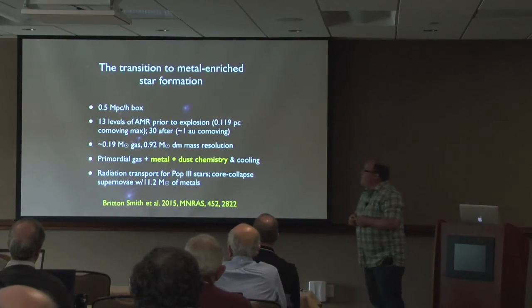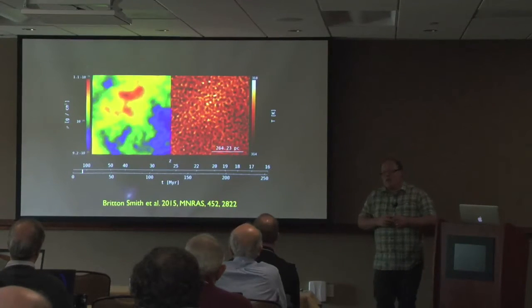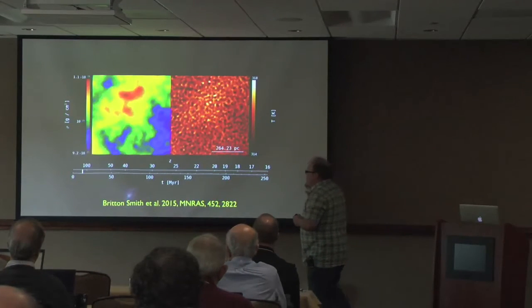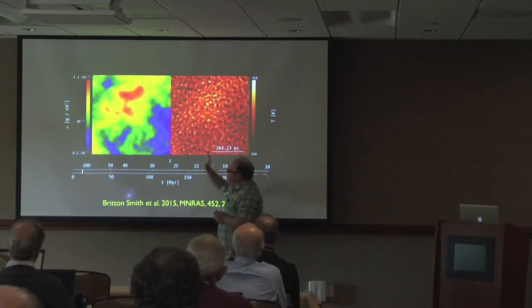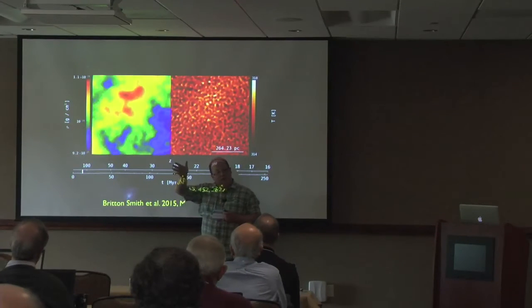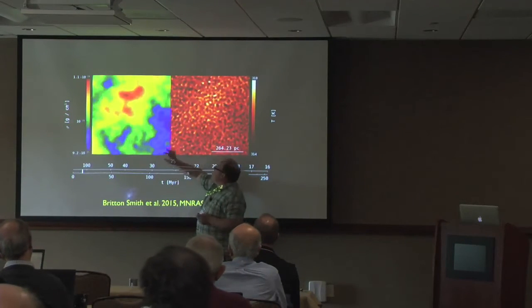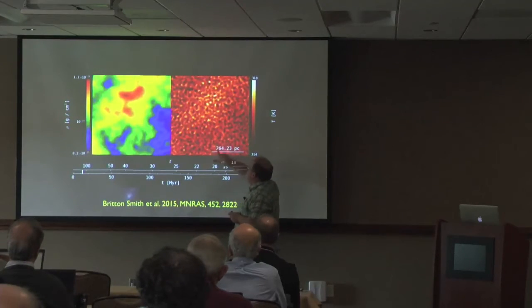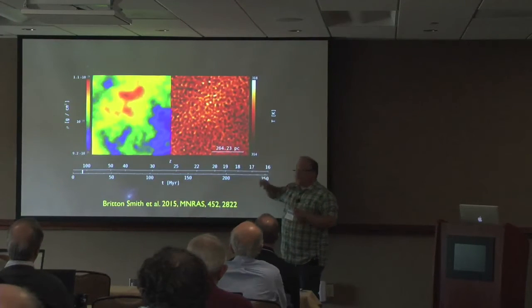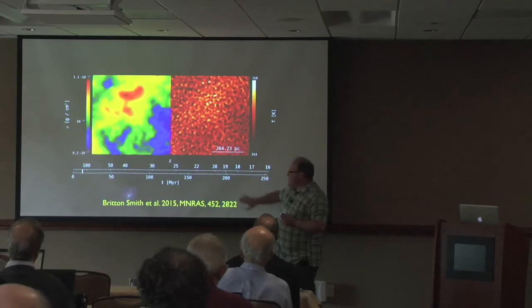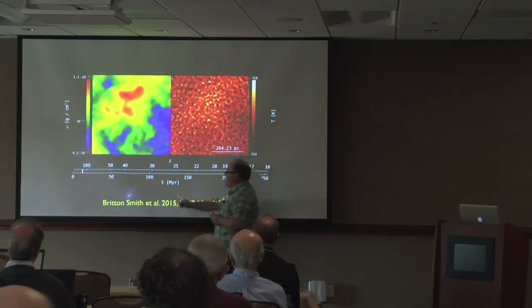Okay, so now on to the good stuff, the movies. So this is a movie done by my collaborator Britton Smith. On the left over here is a projection of the baryon density, so just the gas. Over here, it's temperature. This is a scale that tells you the physical size. That's going to change over the simulation. This slider bar down here starts over here.